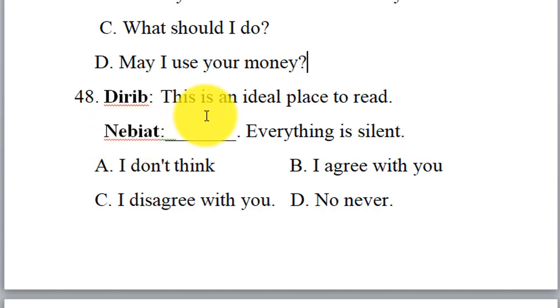Question number 48. Dribe and Nebiyat: This is an ideal place to read. This is a kind of communicative question, please here. This is an ideal place to read. Blank, everything is silent. Yes.